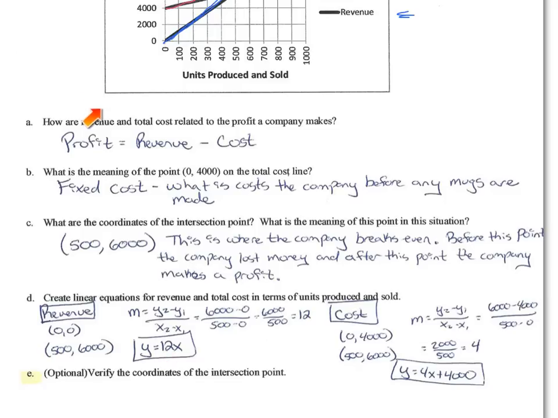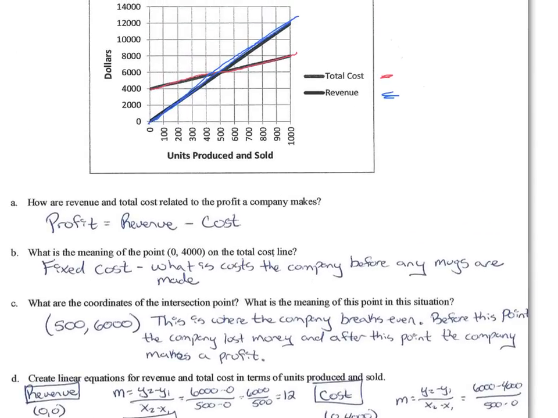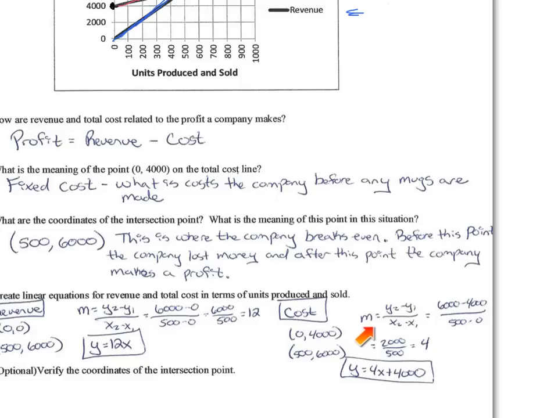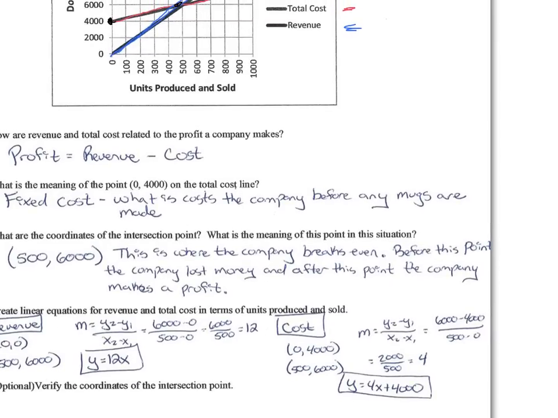For the cost function, again, I came up with 2 points. I used the point (0, 4,000), and I also used the intersection point again, (500, 6,000). I found my slope using the slope formula: 6,000 minus 4,000 divided by 500 minus 0. Subtract and divide out, 2,000 divided by 500, you get 4. So my equation is y equals 4x plus 4,000. Now why is it 4,000? Hopefully you're saying it's because the y-intercept is 4,000. I started at a y value of 4,000 on that cost graph.